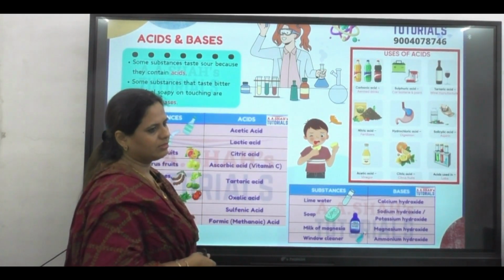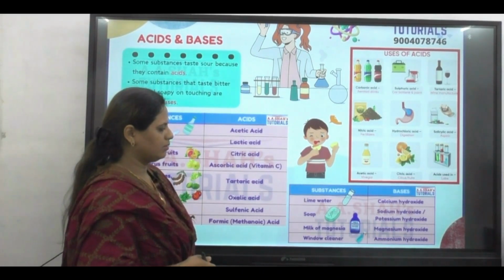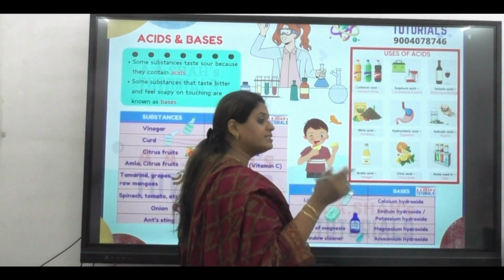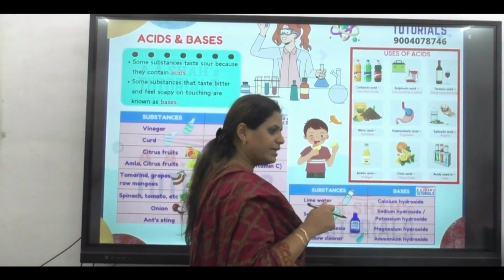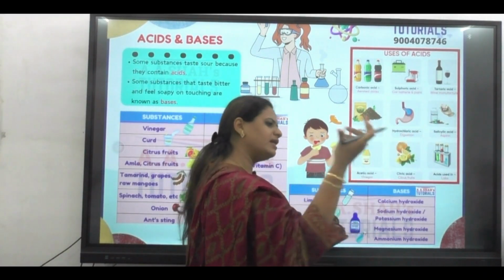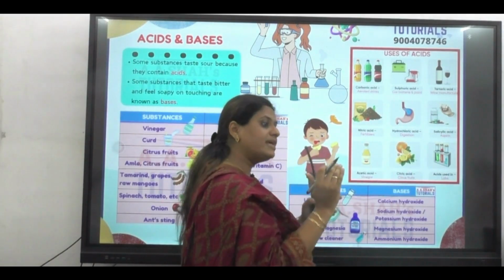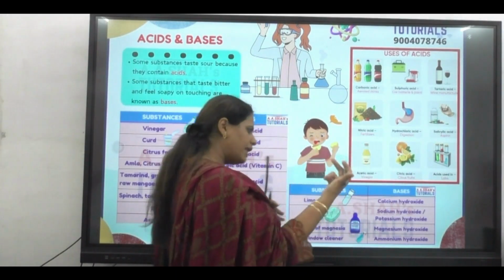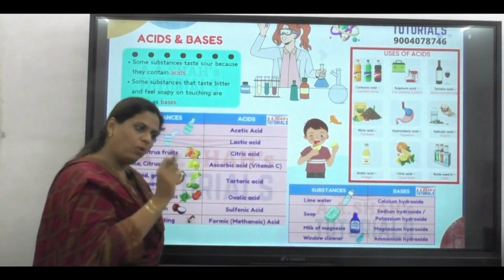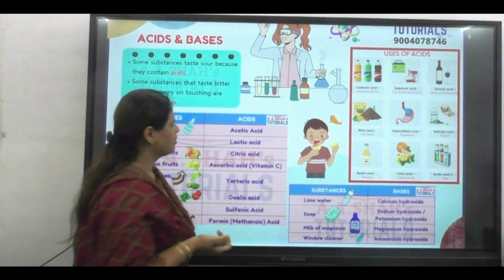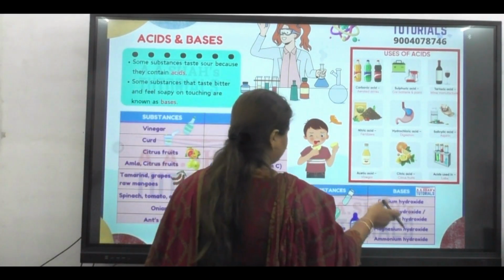But ammonium hydroxide has NH4OH. Why is that? Ammonium hydroxide is NH4OH. Yes, so ammonium as such has a positive charge and OH has 1 negative charge. So ammonium is not an ion, it is a radical. A radical is a group of atoms having a charge. Like OH itself is also a radical. O and H together have 1 negative charge, OH minus. So these are acids and bases.